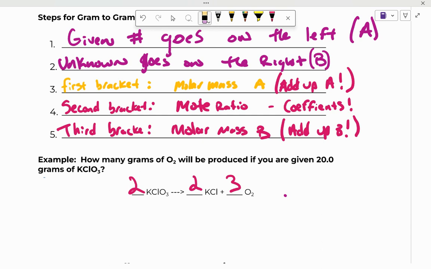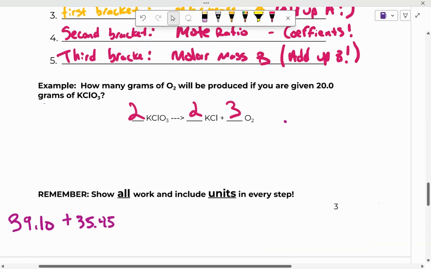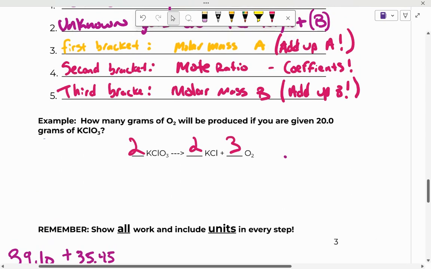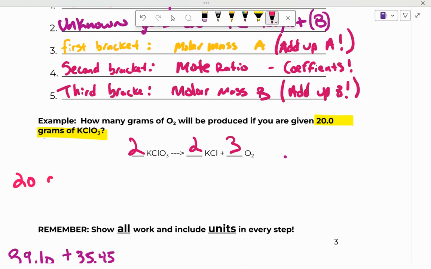Okay, let's do a problem. Are you ready? Once again, it's going to be the same thing over and over again. So the question asks: how many grams of O2 will be produced if you are given 20 grams of KClO3? So I balanced it up for you: 2, 2, 3. Good so far? Got to balance it because those are the coefficients. Now, what are we given? 20 what? Grams of KClO3. Write it on the left. That's step 1. 20 grams, and then make sure you write what it is, KClO3.